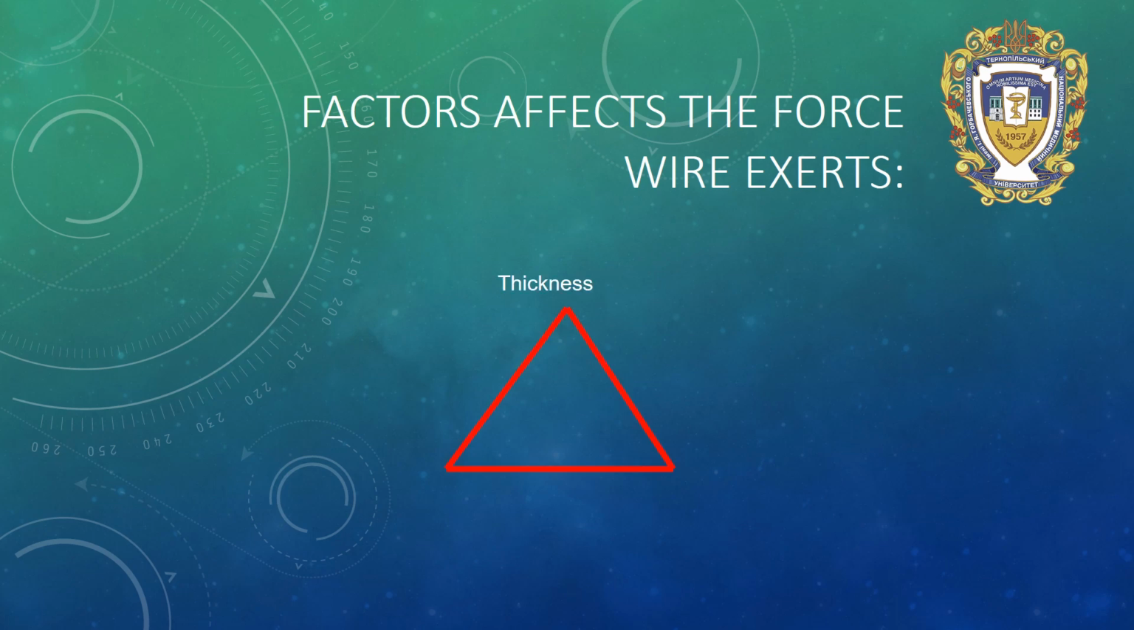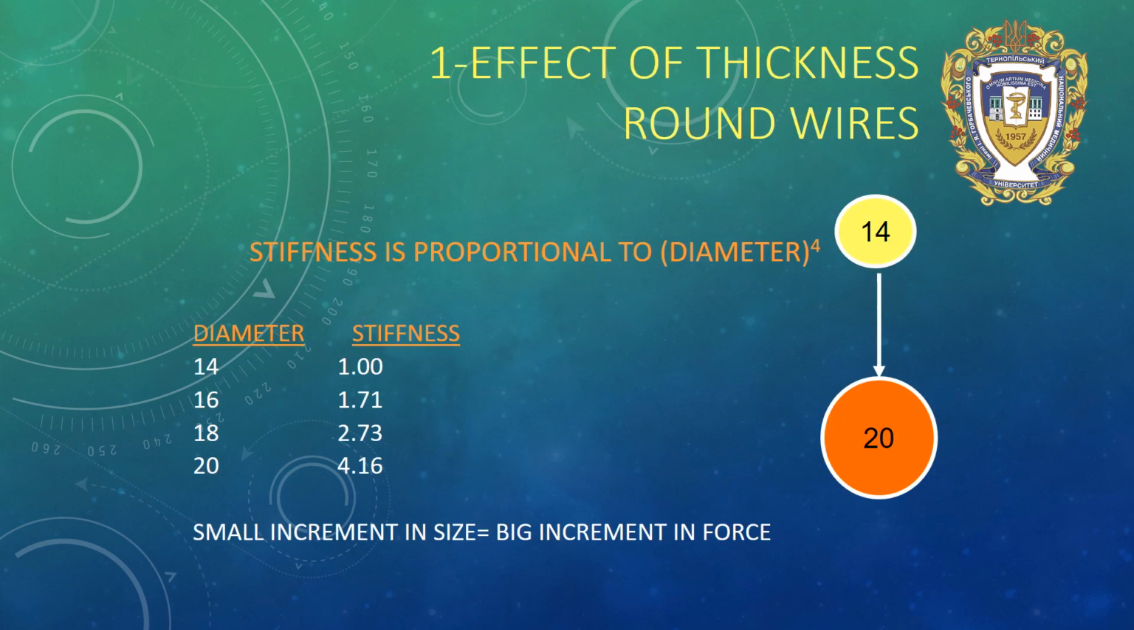It is thickness, length, and material. About stiffness. Stiffness is proportional to the diameter of the archwire. As you can see, like 0, the initial point, is diameter 0.14.